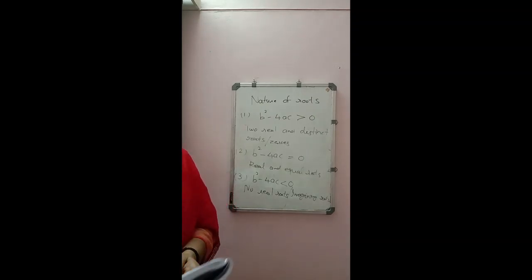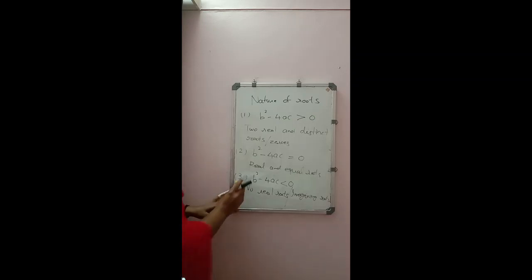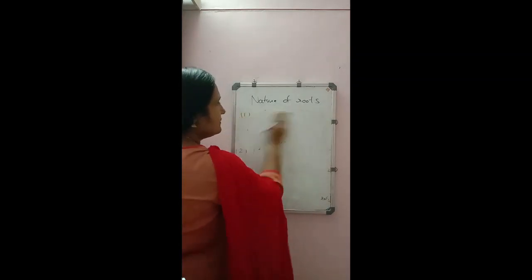Now we can discuss some examples of how to find out the nature of roots. As you all have the question, once again I am reading the question. Find the nature of roots of the following equation, and if real roots exist, only in case of real roots you have to find out the real roots also. So we'll move to the first question.